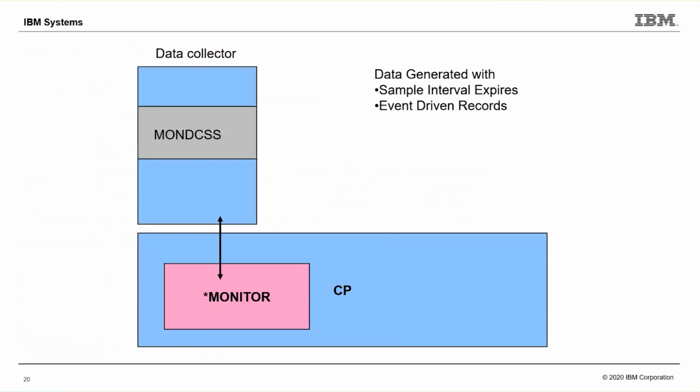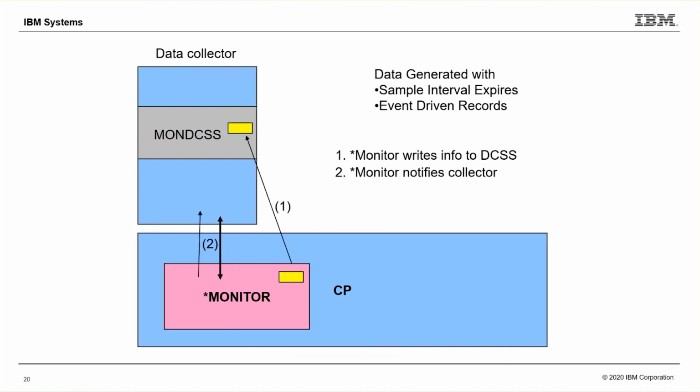So what you kind of see here is this construct of I have a data collector machine there. It's going to be talking to Star Monitor, but it has loaded inside its virtual machine that MON DCSS where the records are going to be set. So as Monitor generates records, they're going to be written into that DCSS. Monitor through the IUCV interface is going to say, hey, wake up. I just wrote some data, and it'll say whether it's sample data or event data, depending on where it's written in that DCSS.